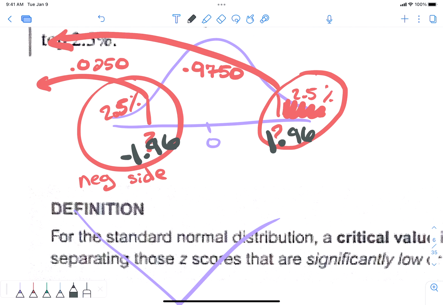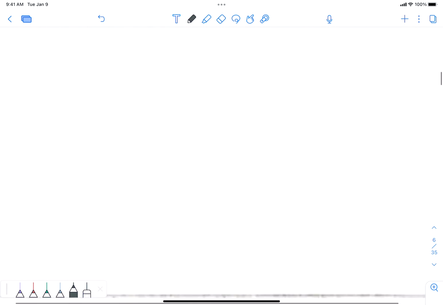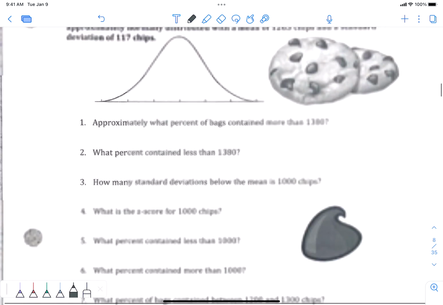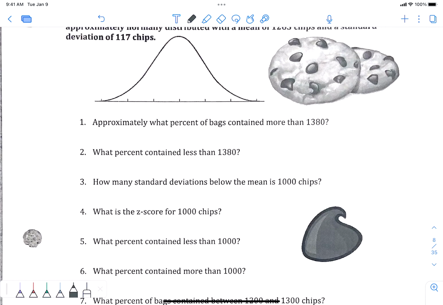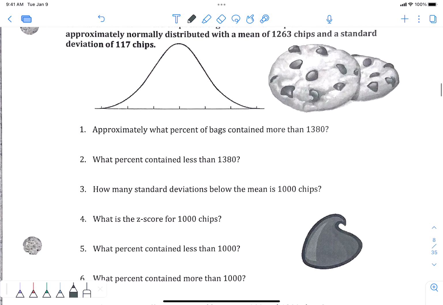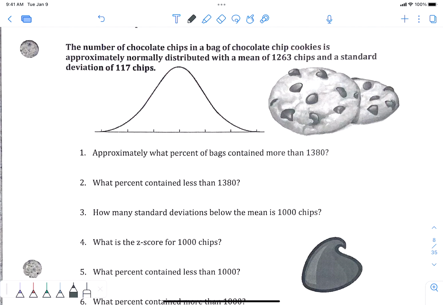Make sense? Good? Okay, go to the cookie sheet, the back side of the cookie sheet. Let's fill this bell curve out together, and let's do one more of these because I want to show you something else that we didn't do in the notes, and then I'll just let you work. How about that? Okay, good?